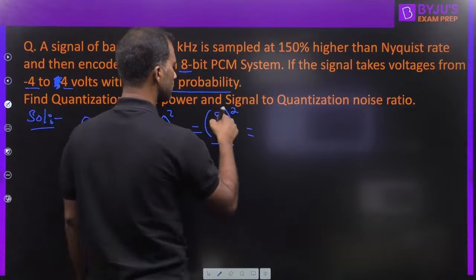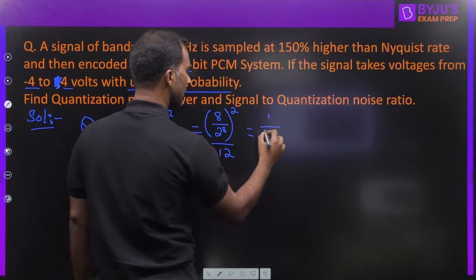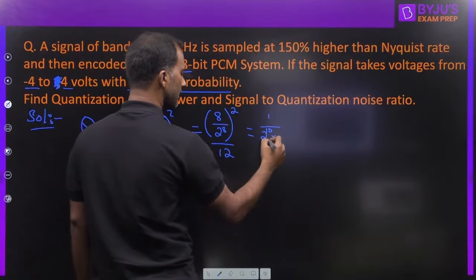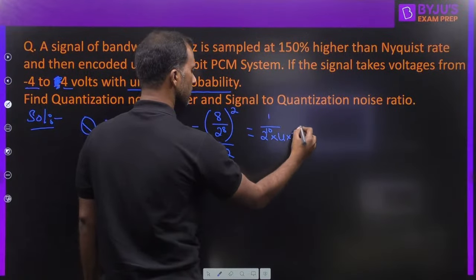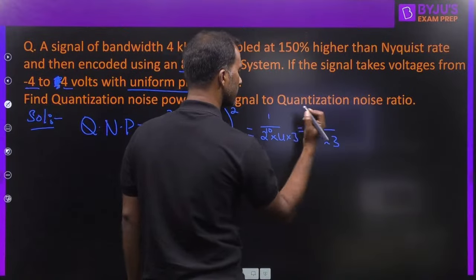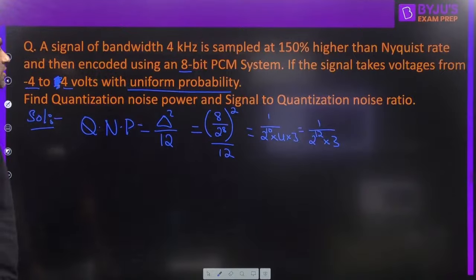So this is equal to 2 power 3, 2 power 8 cancel, it is 1 by 2 power 5. So it becomes 1 by 2 power 10. When you square it, it becomes 2 power 10 into, so it is 4 into 3. It is equal to 1 by 2 to the power of 12 into 3. Okay. Then we got quantization noise power.